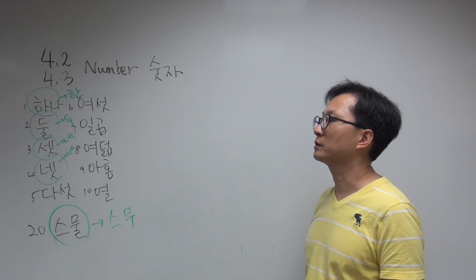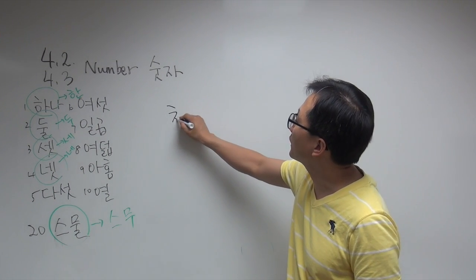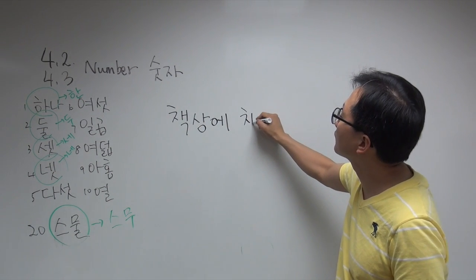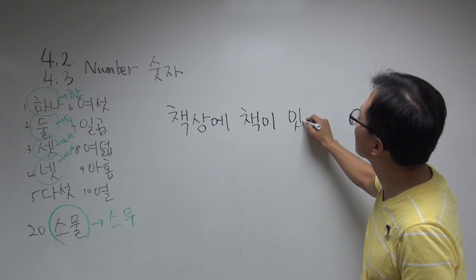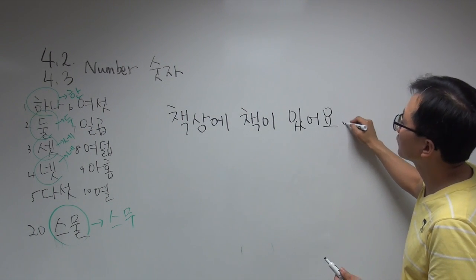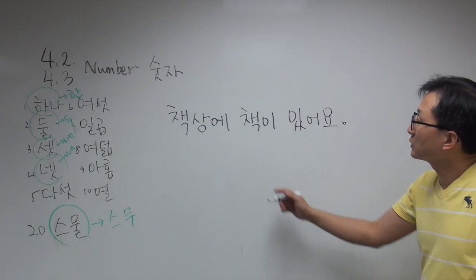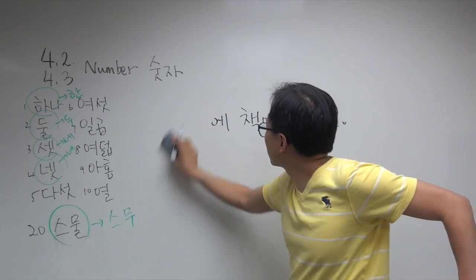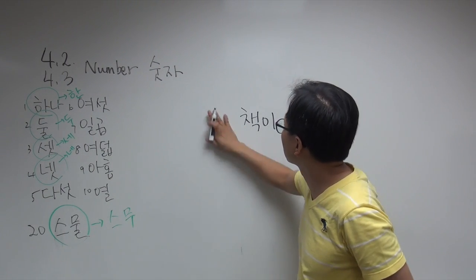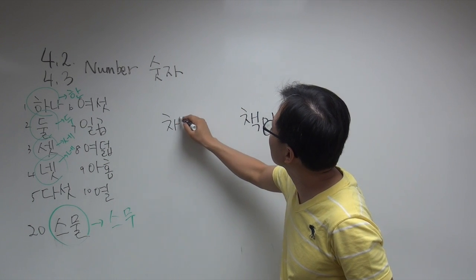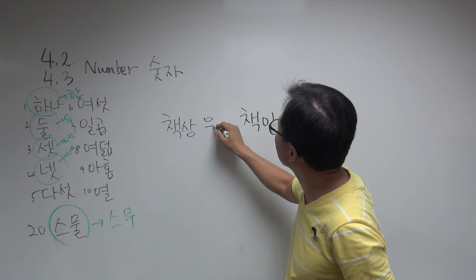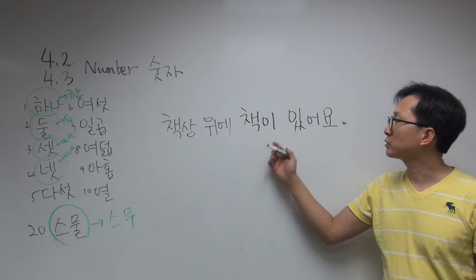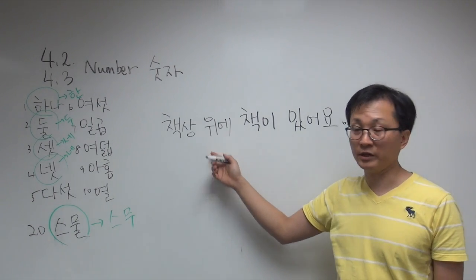Like 책상에 책이 있어요. So you know this kind of sentence, right? 책상 위에 specify 책상 위에 책이 있어. So there is a book on the desk, right?